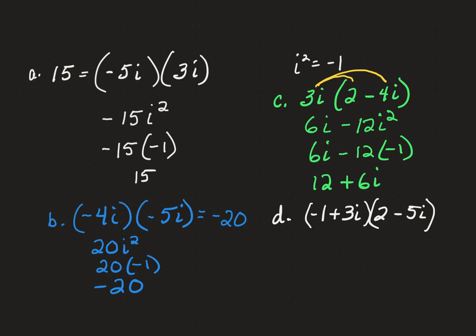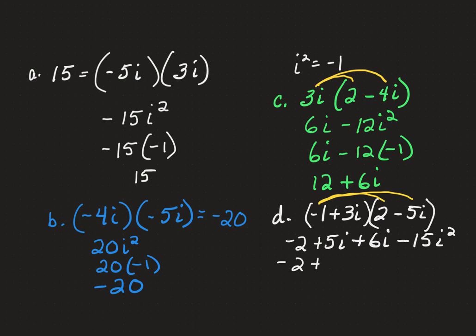We have a binomial, in effect, times a binomial, because we're going to multiply the real times the real and the real times the imaginary, or first and outer to start with. So negative 1 times 2 is negative 2, negative 1 times negative 5i will give me positive 5i. 3i times 2 will give me a positive 6i, and 3i times negative 5i will give me a negative 15i squared, which is actually equal to negative 1.